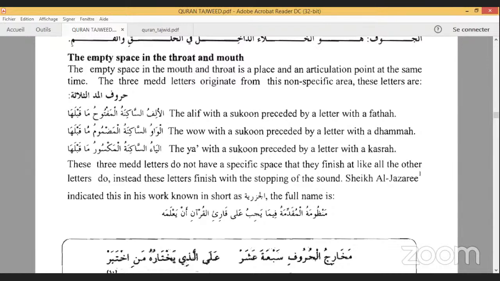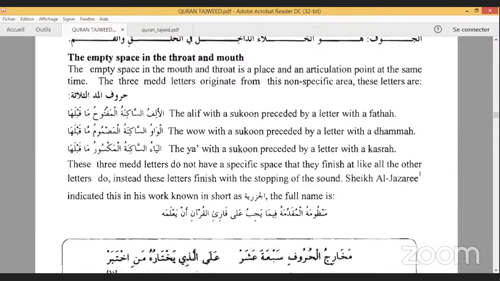The alif is always with sukun. The second, the waw with sukun preceded by a letter with dhamma. Manu, nu, nu. This is waw with sukun and preceded by a letter with dhamma. كل حرف مد. And we have the ya with sukun preceded by a letter with kasra.